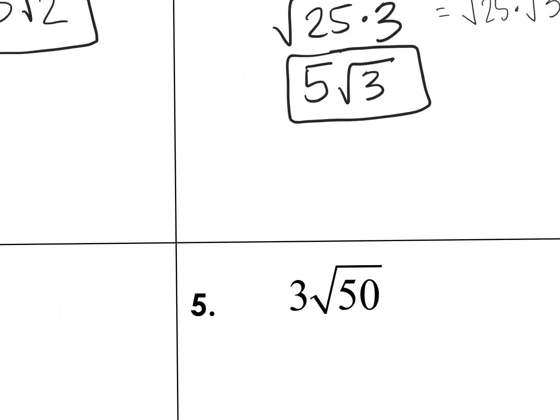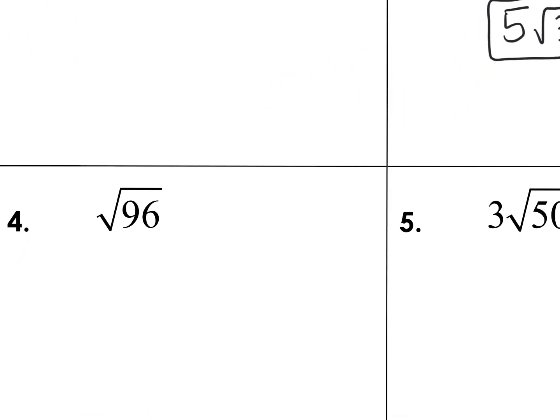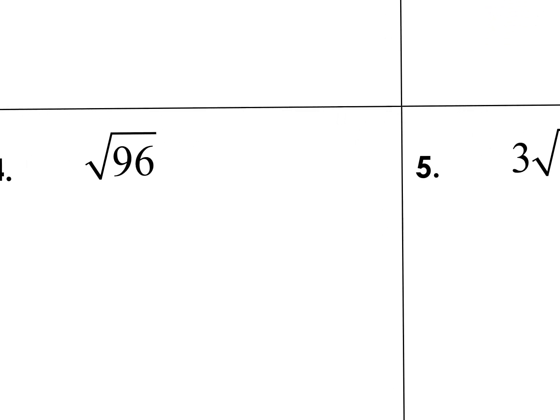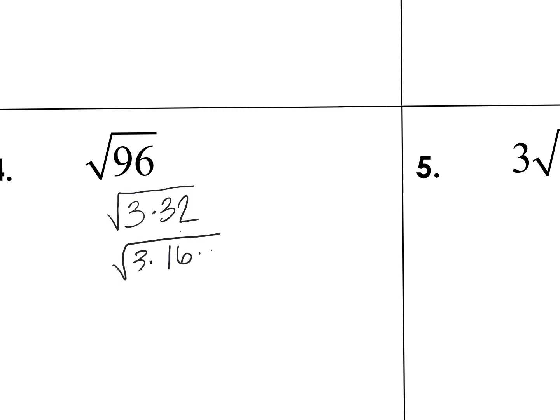Okay, let's move down to this next one, 96. Okay, so 96 isn't really speaking to me right now. I do know both of these numbers are divisible by 3, so I'm just going to call that 3 times 32. And 32 can be factored into 4 times 8, but I know that 8 also has a factor of 4, so I think that really means that this can be written as 3 times 16 times 2.